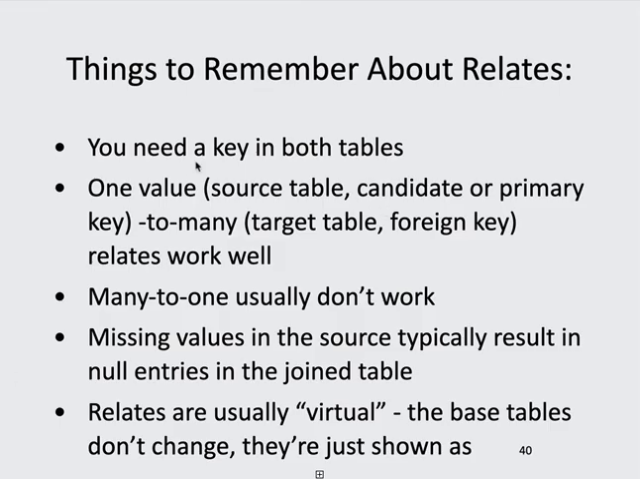So things to remember about relates, you need keys in both tables. A one value source table, candidate or primary key, to many in the target table, foreign key. So one to many joins, or it can be one-to-one, that will work also. Many-to-ones almost never work. Missing values in the source typically result in null entries in the join table.